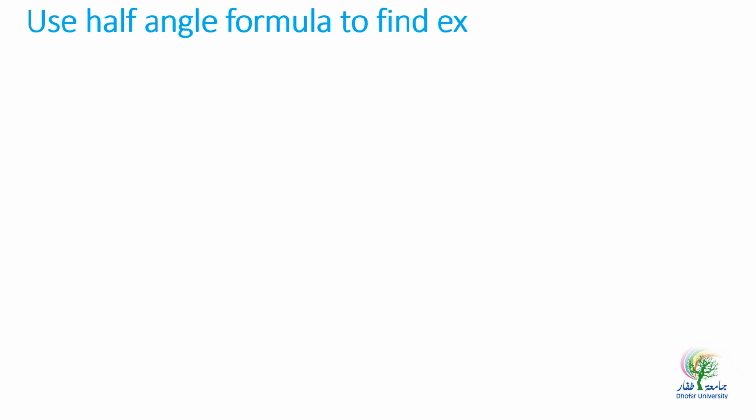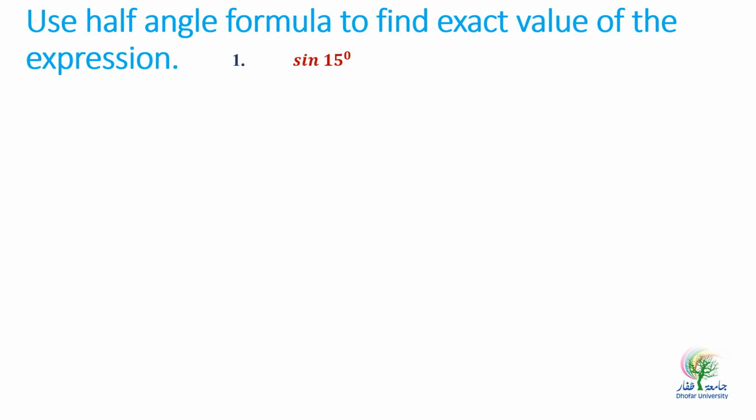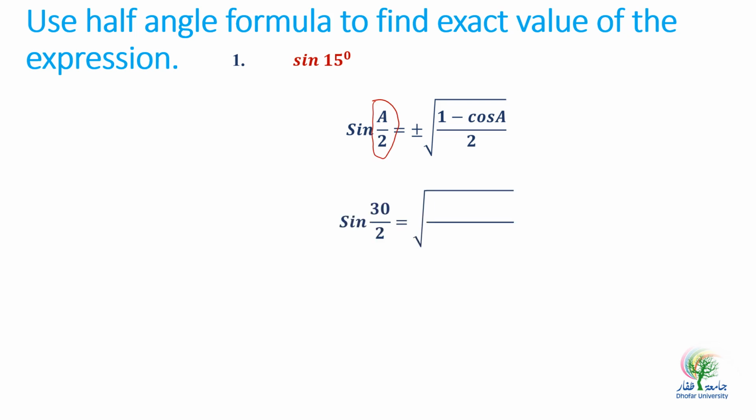Use half angle formula to find exact value of the expression. Sine 15 degrees. So for sine 15 degrees, the half angle formula is this one. So you know, I'll put 30 here because 15 we need, so 30 by 2, 15 is coming. So I'll put a 30.